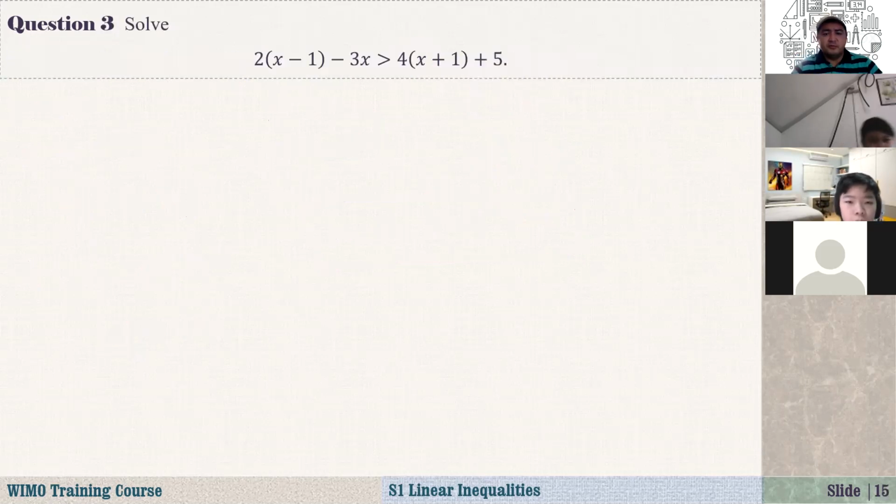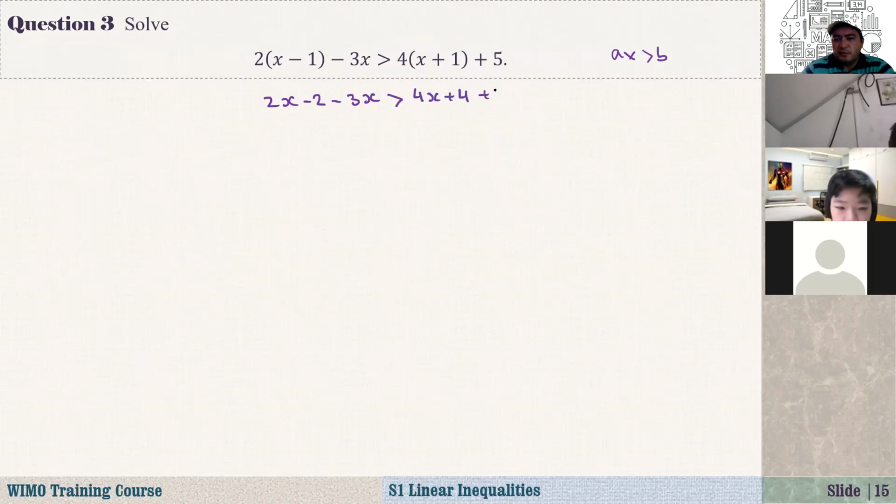Another example. Let's solve 2 more examples, and after that, maybe we'll finish the class. Solve the inequality. To solve this one, first we have to expand. Again, I am going to bring this into the form Ax is greater than b. So here we have 2x minus 2 minus 3x greater than 4 times x plus 4 plus 5. Now 2x minus 3x is equal to minus x. Here we have minus 2. And simplify the right hand side: here we have 4x plus 9.